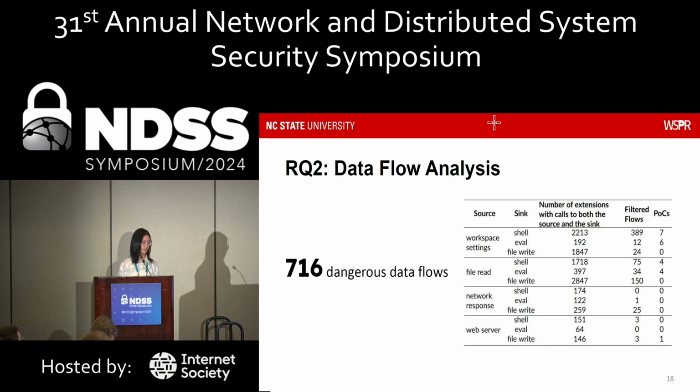Next, let's move on to the results from our data flow analysis. We ran our queries with the filters on top of it, and we found a total of 716 dangerous data flows. Most of these are flowing from the workspace settings source or the file read source.